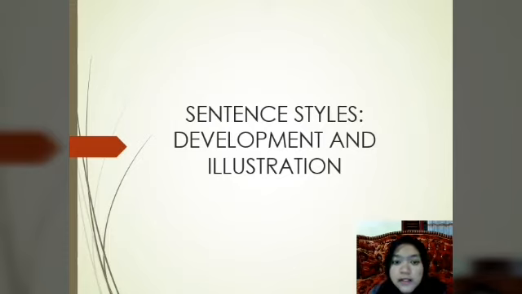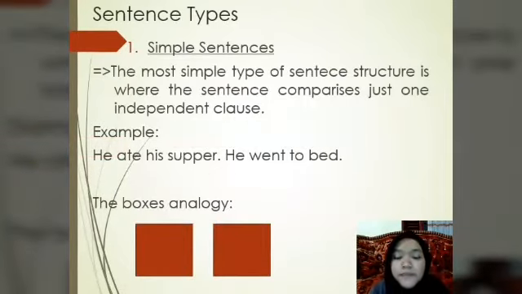The next material is sentence styles, development and illustration. Sentence type. Number 1 is simple sentences. A simple sentence is the simplest type of sentence structure. It contains only one independent clause. For example, he ate his supper. He went to bed. You can see the boxes analogy below. The box 1 for sentence 1, the box 2 for sentence 2.